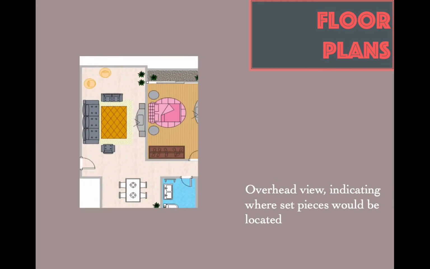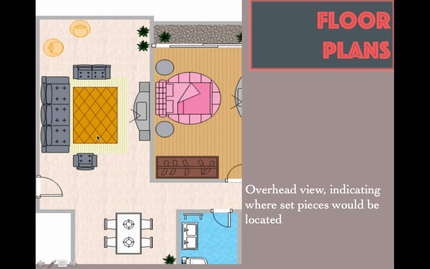Then you have a floor plan, which is basically an overhead view. So it will show you the dimensions of the stage and just a general idea of what is going to be where. So you see from this floor plan, there's a sofa here, a sofa there, there's a carpet there, and another couch there. There's a dining table here with chairs all around it.